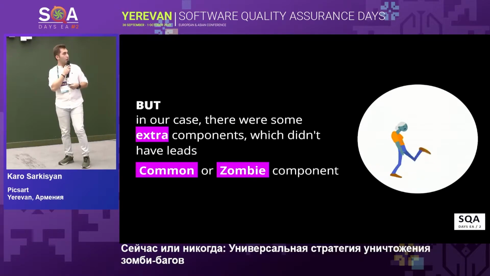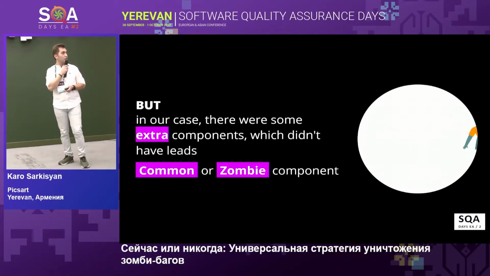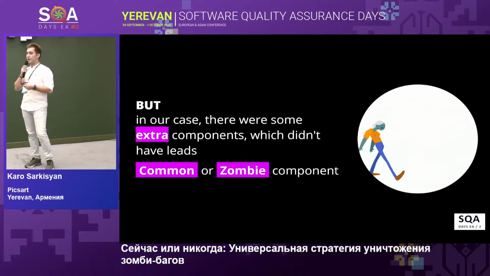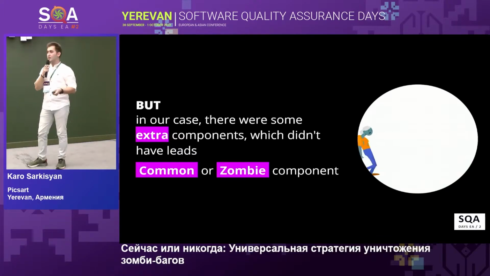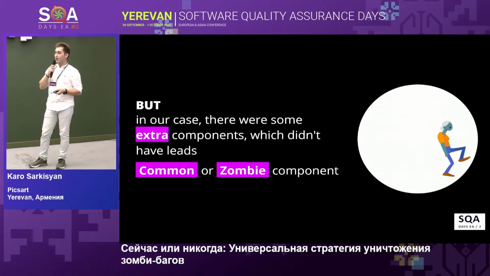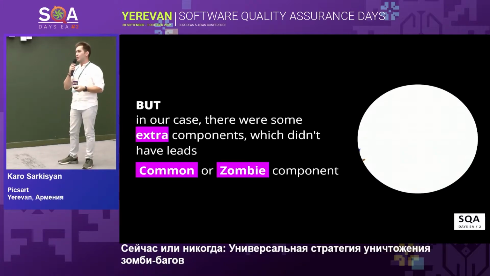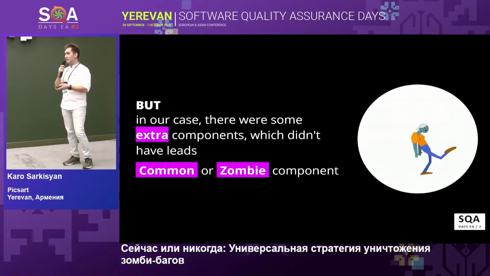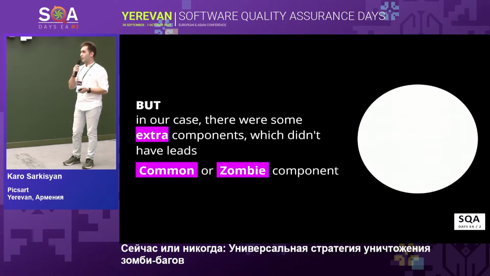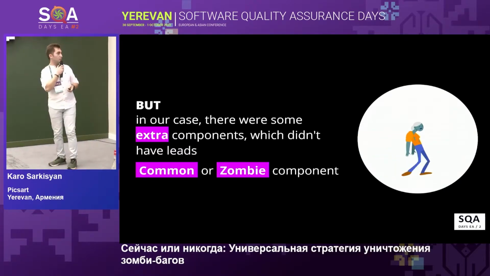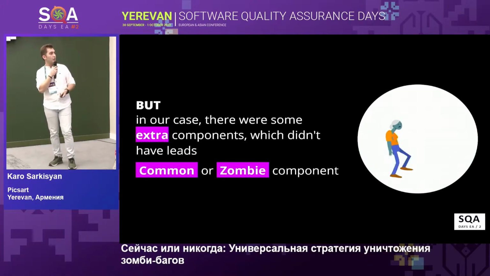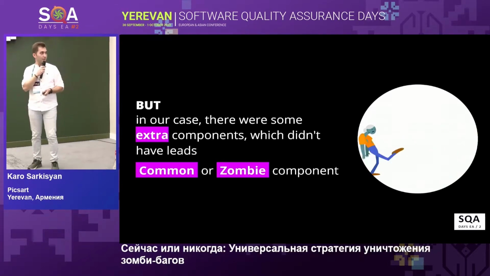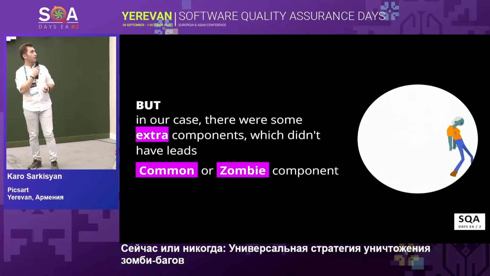But when we reviewed our components, we found a lot of extra components. For example, there were a lot of common components, and a component which was created for some project. After some time the project was frozen, but the component still exists with a lot of open bugs on it. After time, all those bugs will become zombies and spoil your statistics. And we also found a lot of zombie components as well. So first, we need to get rid of the extra components.